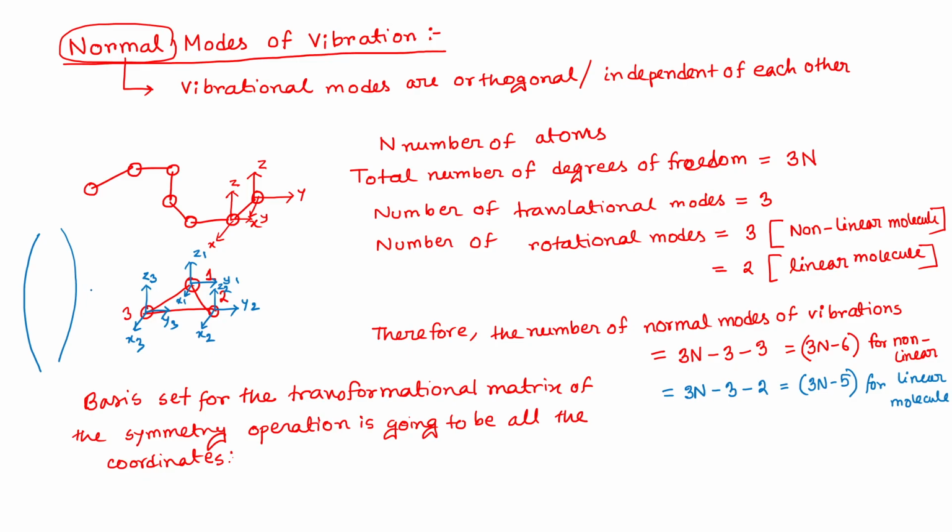find out the transformation matrix for all these symmetry elements related to this point group, and how this molecule is going to transform with each symmetry operation. Suppose this one, it will start with x1 y1 z1, x2 y2 z2, x3 y3 z3, and I should write it like this.